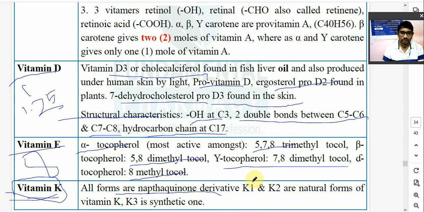Now K1 is known as a phylloquinone found in the plants. K2 is known as a menaquinone and K3 is known as a menadione. So out of that K1, K2 they are lipid soluble, है ना. और K3 जो सिंथेटिक वाला आता है वो वाटर सोल्यूबल होता है. वाटर सोल्यूबल. Are you getting or not?